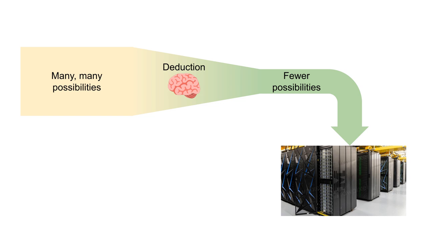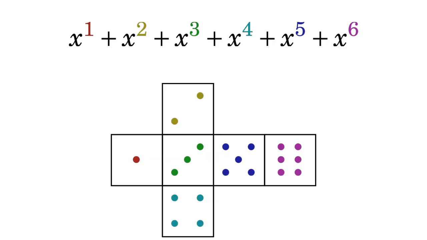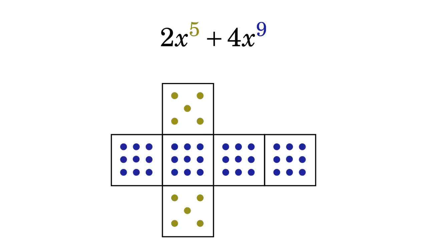It goes like this. Start by supposing you have a die with custom labels and consider this polynomial, where the coefficient of x to the k is the number of faces that have label k. For example, for a standard die, it would be x plus x squared plus x cubed plus x to the fourth plus x to the fifth plus x to the sixth, where all the coefficients are 1. For a non-standard example, here's a die that has a 5 on two of the faces and 9s on the rest of the faces. Its polynomial is 2x to the fifth plus 4x to the ninth.